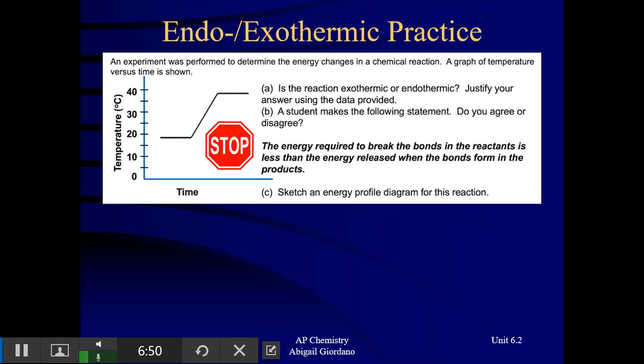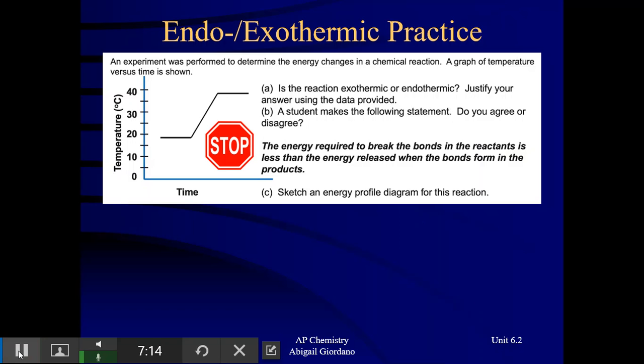The energy required to break the bonds in the reactants is less than the energy released when the bonds form in the products. And then part C says to sketch an energy profile, that's what we were just looking at, for this reaction. So I want you to pause the video for just a second and see how you can do with this.